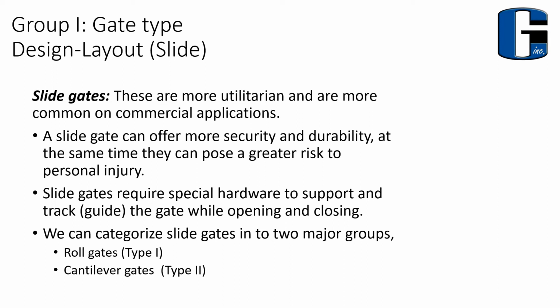We categorize slide gates into two major groups: roll gates, would be a type 1, typical of a V-track or perhaps an overhead trolley style gate, and then cantilever gates, which are certainly type 2 and becoming more and more popular.